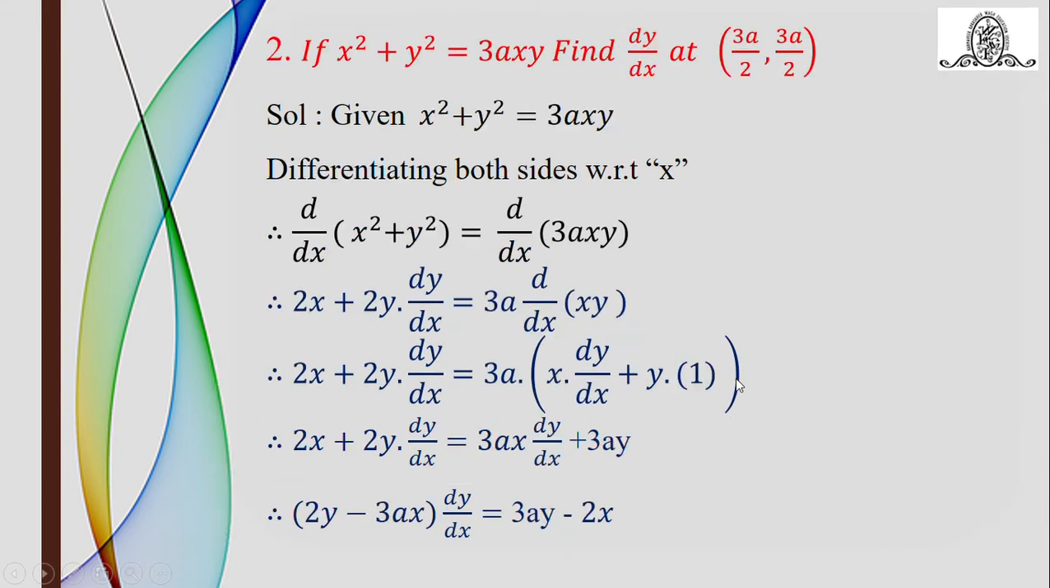Let's see one more. If x square plus y square is equal to 3axy, here the question is to find that derivative dy by dx at this particular point 3a by 2, 3a by 2. So you first have to find dy by dx, that corresponding derivative, and finally just substitute that given point there. So let us first find that derivative. The given implicit function is x square plus y square equal to 3axy.